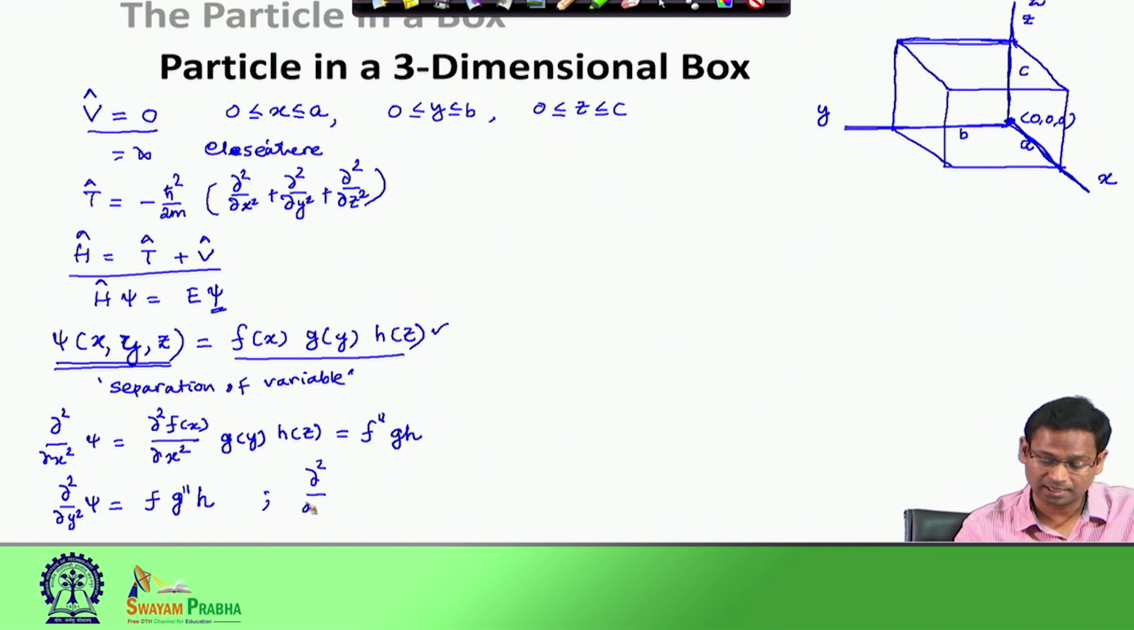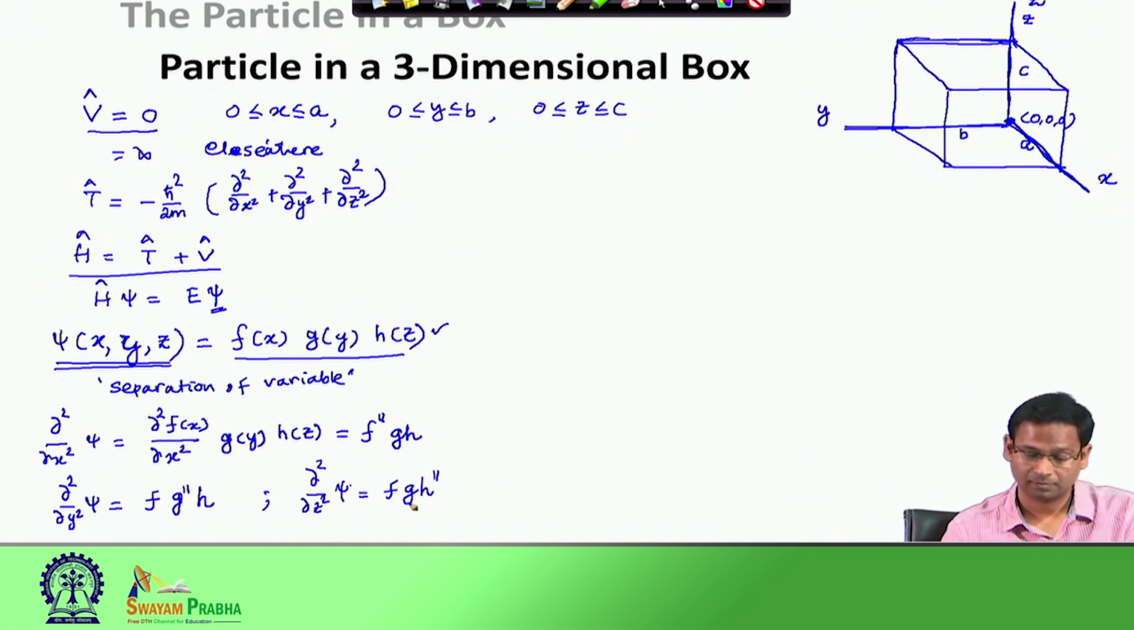Similarly, when I write d square by dz square and apply on psi, I get f g h double prime. Okay. So, we will use these forms that we have discussed so far in our Hamiltonian.